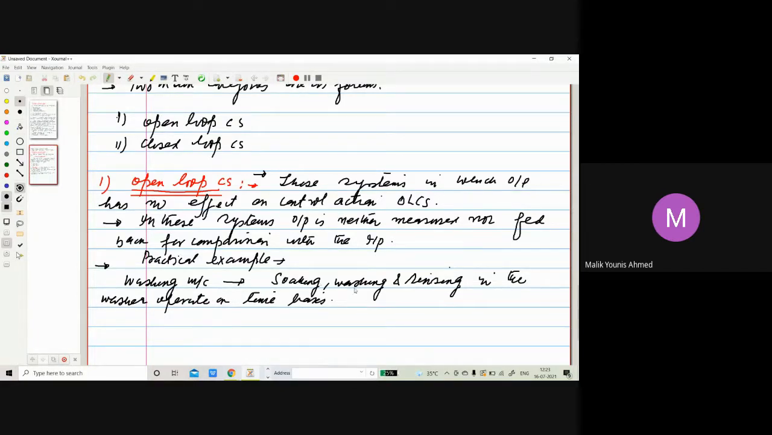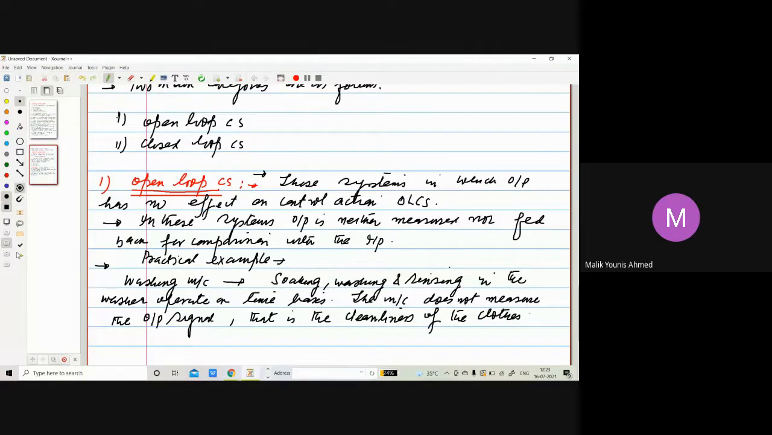So I will write here: machine does not measure the output signal. What's the output signal? That is the cleanliness of the clothes. Your objective is to clean the clothes. There should be no dust and other things on them. But actually, you're not measuring that signal. You are just going by your time. You hope that if the time is more, the clothes would get cleaned. So very clearly, an example of the open loop control system.